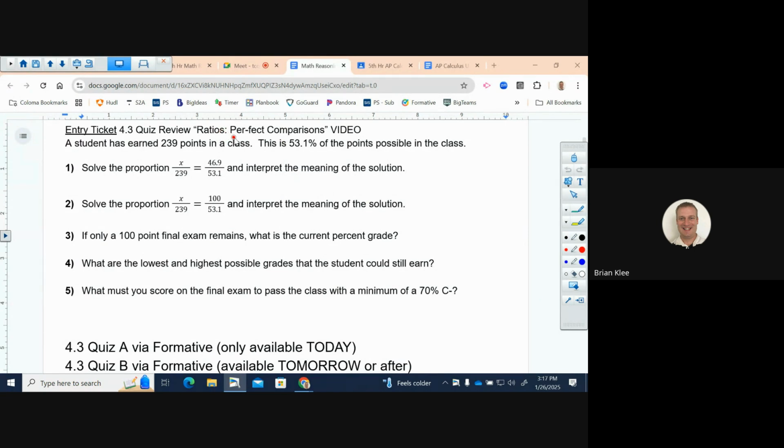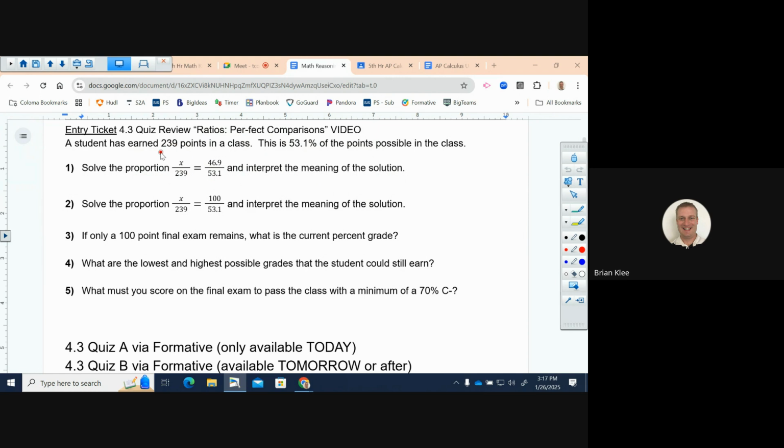Okay, the learning target has been making comparisons with ratios and working with ratios, and ultimately a proportion is two ratios set equal to each other. So number one, a student has earned 239 points in a class. This is 53.1% of the points possible in the class. Notice it doesn't say the student has an F of 53.1%. We are asked to solve the proportion x over 239 equals 46.9 over 53.1 and interpret the meaning of the solution.